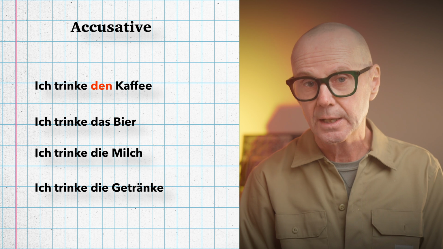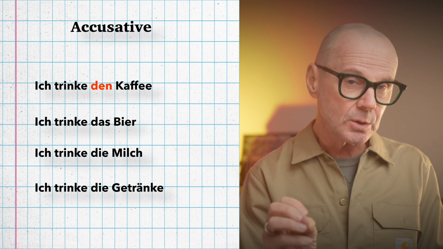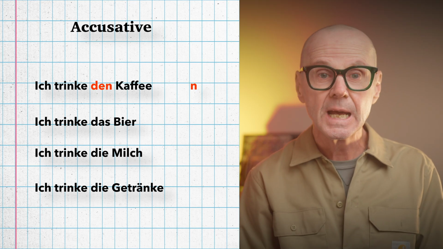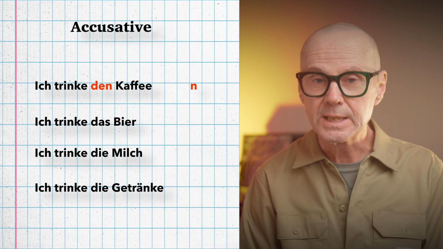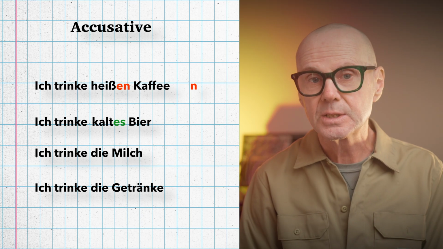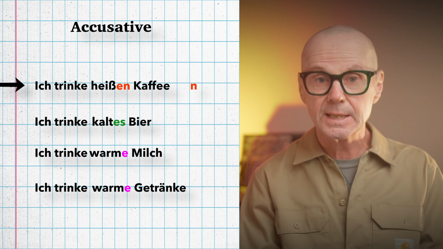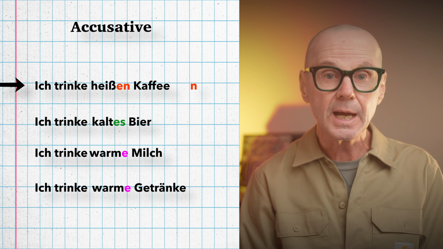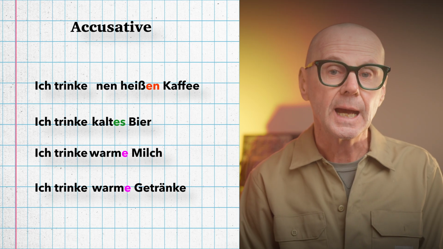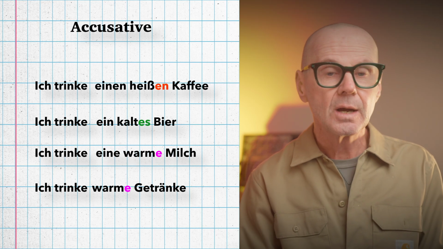Den is our new article for the masculine accusative. In this sentence, it's our definite article. So our typical gender letter for masculine is no longer an R, but an N. And if we remember this, then we can do pretty much everything that we did in the last examples. Ich trinke heißen Kaffee, ich trinke kaltes Bier, ich trinke warme Milch und ich trinke warme Getränke. With the exception of the masculine, everything else has stayed the same and will stay the same when we add in our indefinite articles. Ich trinke einen heißen Kaffee, ich trinke ein kaltes Bier, ich trinke eine warme Milch.